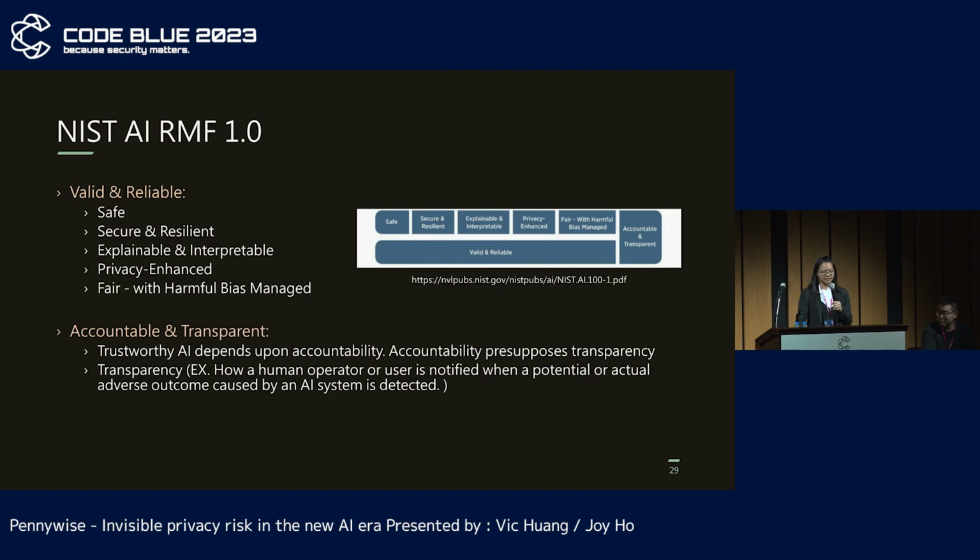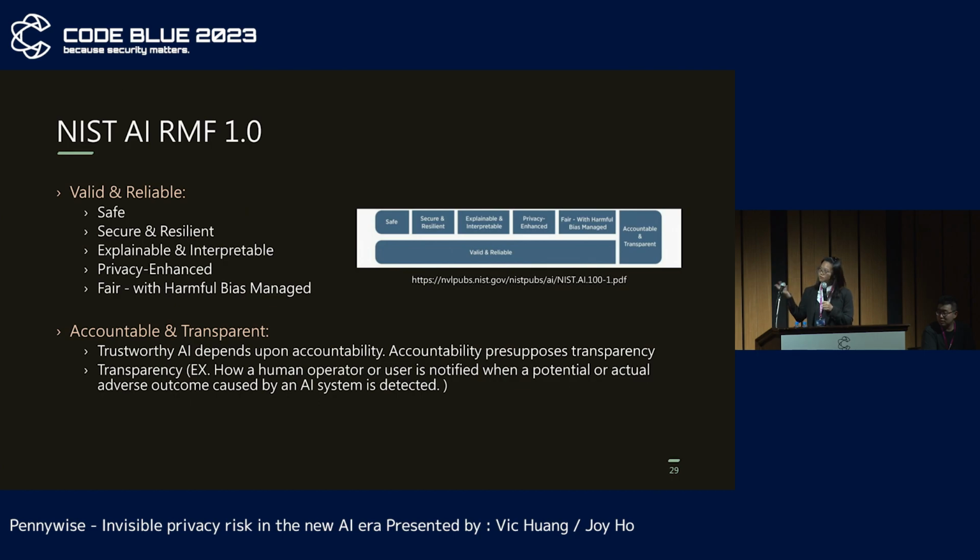A trustworthy AI system needs to depend upon accountability, and accountability presupposes transparency. So my topic will focus on transparency. How do people ask AI to be transparent? What do we mean by transparency?